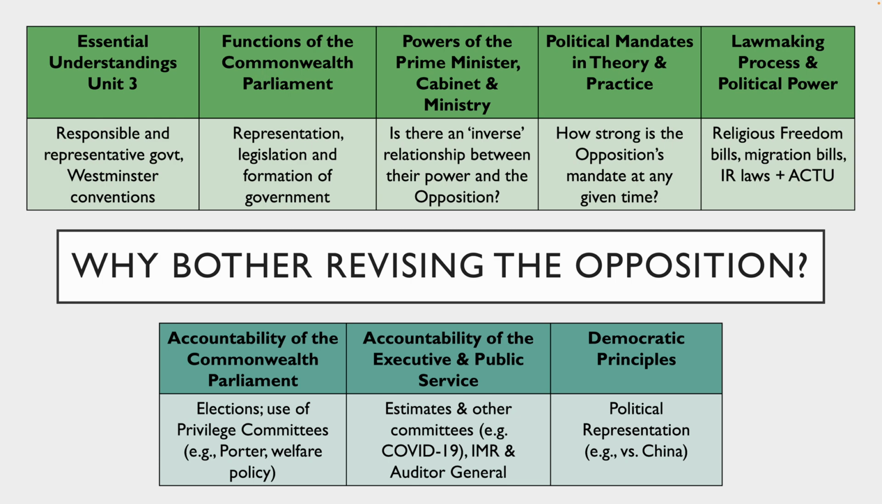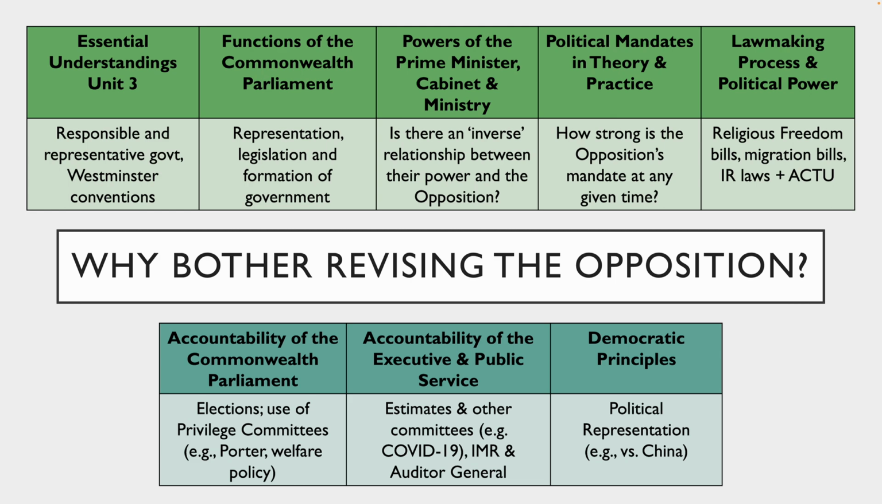However, on the other hand, you have other functions like the efficient passage of legislation and the formation of a stable government, which might be inhibited. Some consider there to be an inverse relationship between the Prime Minister and the powers of the Prime Minister and Cabinet and the opposition. So if you have a strong opposition, by default, the Prime Minister and Cabinet struggle to fulfill their functions and to exercise their powers a little more.